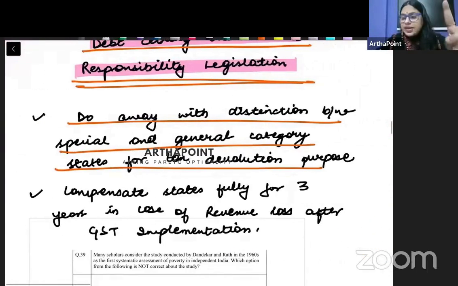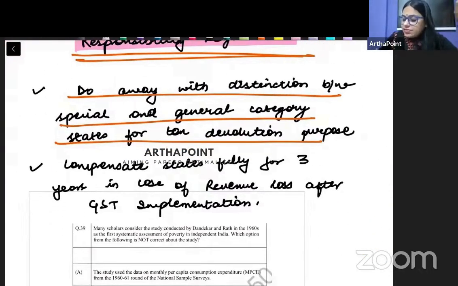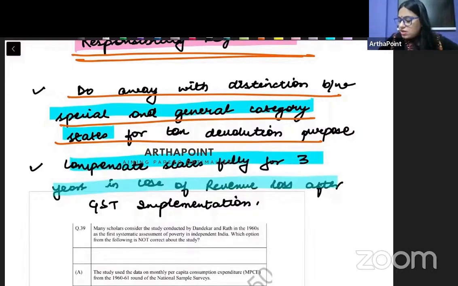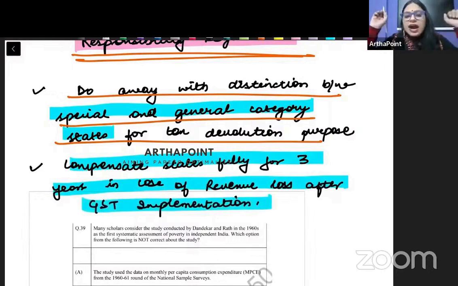So the 14th Finance Commission said that we will remove this distinction between special and general states. ये जो भी हमारी distinction है इनके बीच में, इनको हटा दो. Compensate states fully for 3 years because of revenue loss after GST implementation.